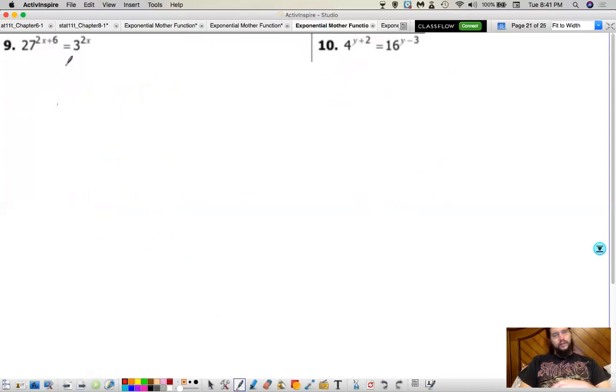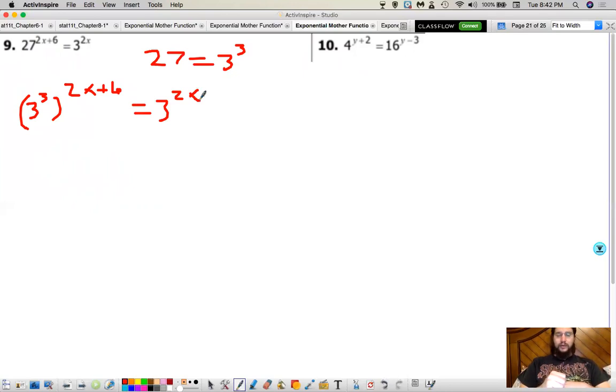Let's see. 3 and 27. Well, 27 is 3 to the 3rd power. So let me rewrite this. I've got 3 to the 3rd power raised to the 2x plus 6. What the heck's going on here? Equals 3 to 2x.